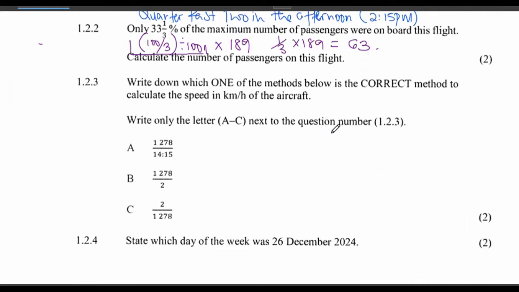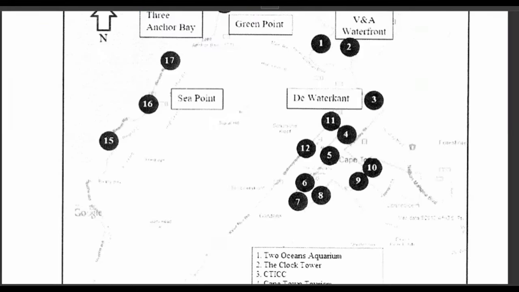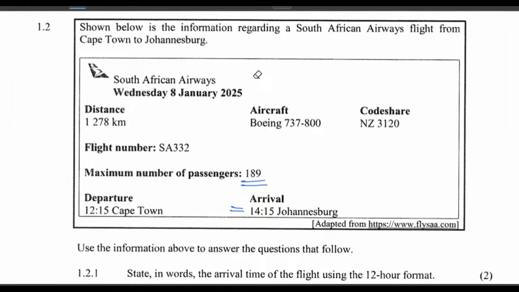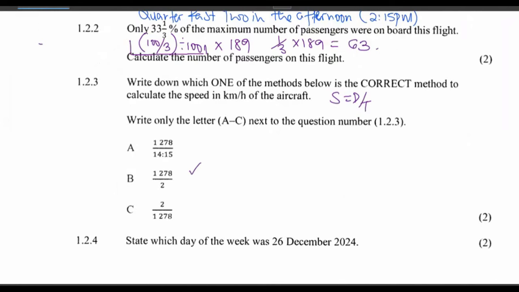Which one of the following is the correct method to calculate the speed in kilometers per hour of the aircraft? Remember, when we are calculating speed, we need the distance over time. When we go to our form, we see the distance is 1,278 kilometers divided by time. The time is here, from 12 to 2, these are 2 hours. So it's B.